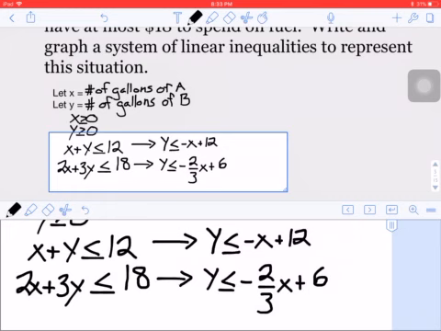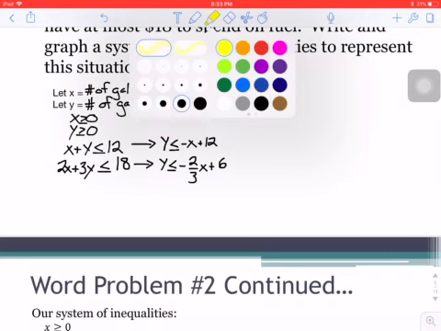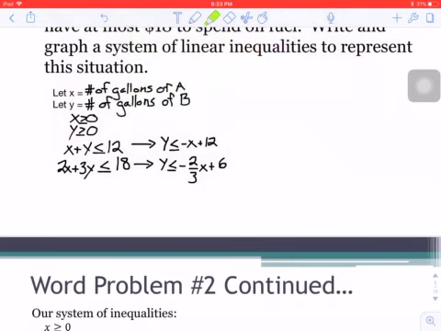So now these are the things that we will be graphing here. I'm just going to highlight these in light green. We're going to be graphing x is greater than or equal to 0, y is greater than or equal to 0, and also y is less than or equal to negative x plus 12, and y is less than or equal to negative 2/3 x plus 6.